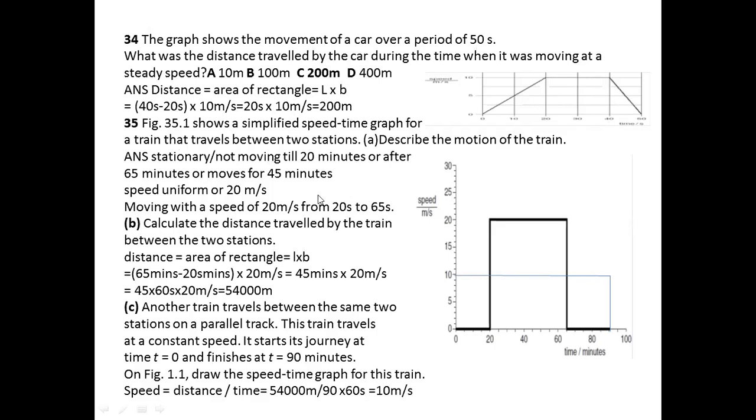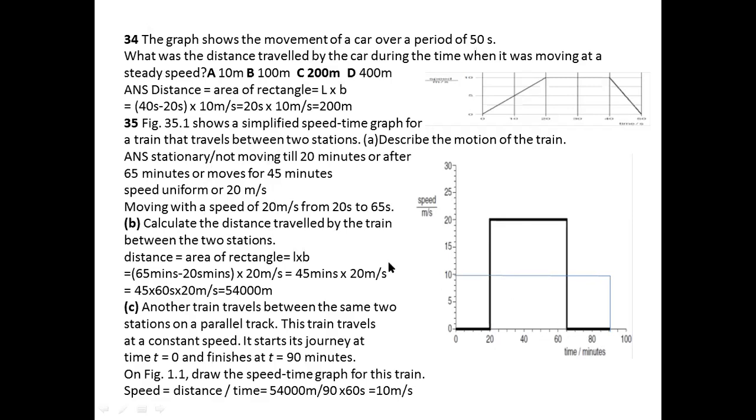Next question is, the figure shows a simplified speed time graph for a train that travels between two stations. Describe the motion of the train. Okay, what is the situation? First, it is stationary. It is not moving. For which time interval? From time 0 to 20 seconds and for the time after 65 seconds. And then it is moving with constant speed, and which speed? That constant speed is 20 meter per second after 20 seconds till 65 seconds.